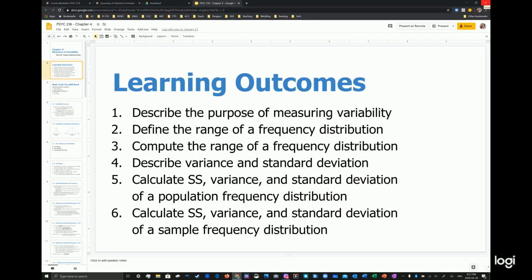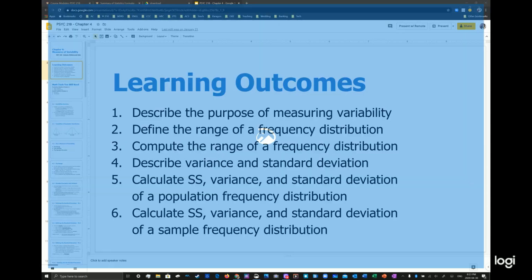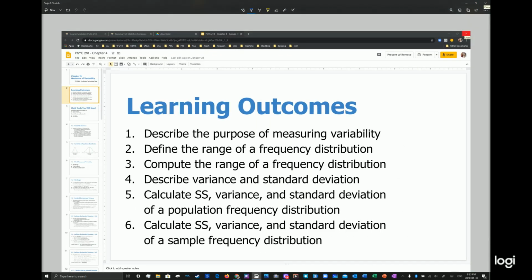So in terms of learning outcomes, there are 6 in this chapter. I'm not going to talk about how long I'm going to make this video or aim to anymore. I'm just going to do it. I would expect somewhere in the range of 2 hours. But again, I'll split this into 2 parts. And so the first part will cover the first 3 outcomes. Number 1, we would describe the purpose of measuring variability.